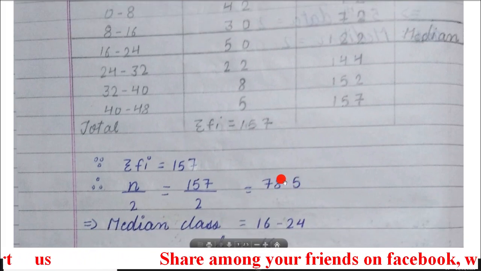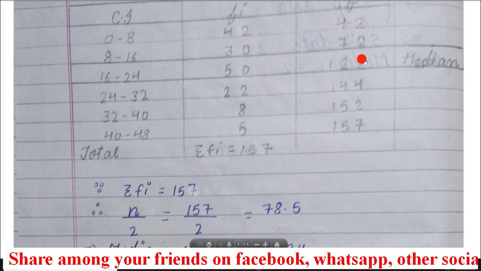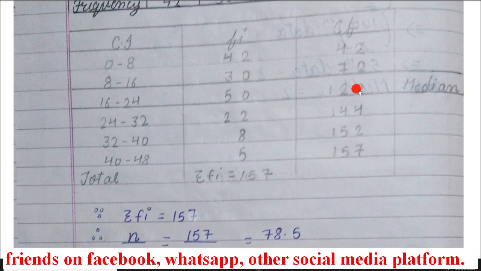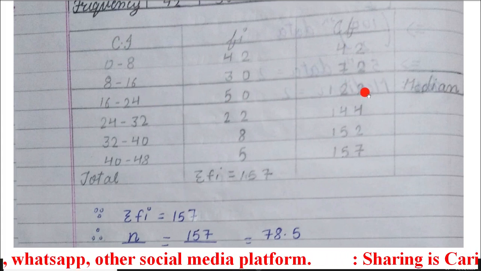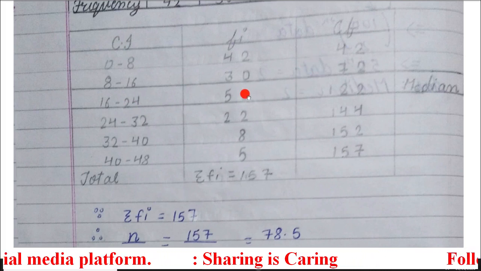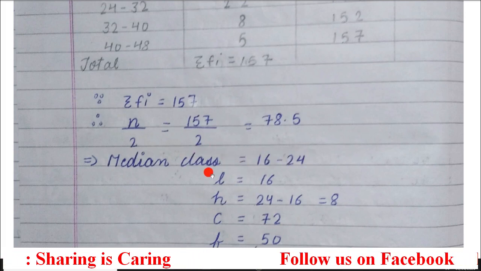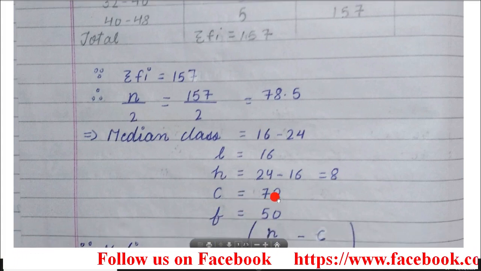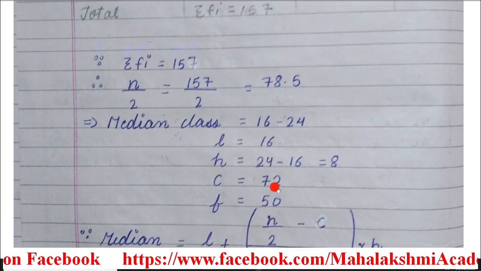For the median class, we have to search the CF which is just greater than 78.5. So the number greater than 78.5 is 122, just greater. All are greater but just greater is 122. So this is your median class. After selecting the median class, 4 things we are going to pick. First 72, then 50, then 16 and 24. So 16 to 24 is your median class. Lower limit is 16. Height is upper limit minus lower limit, 8. And the C, as I mentioned to you, is 72 and F is 50. So C is 72, F is 50.